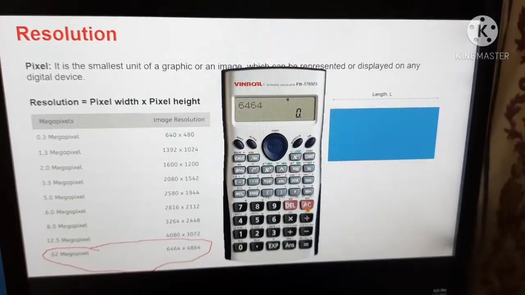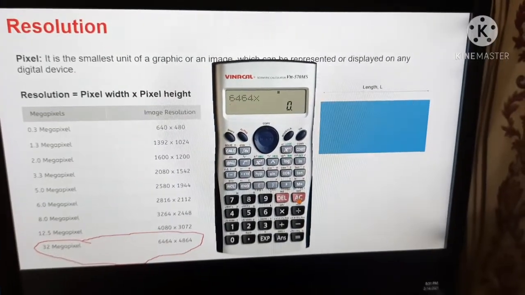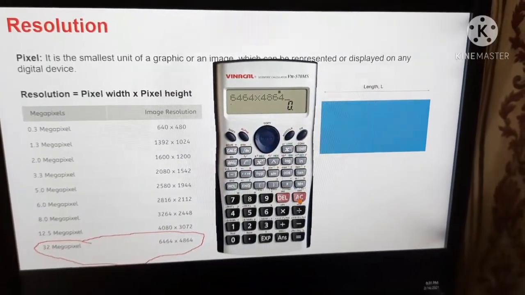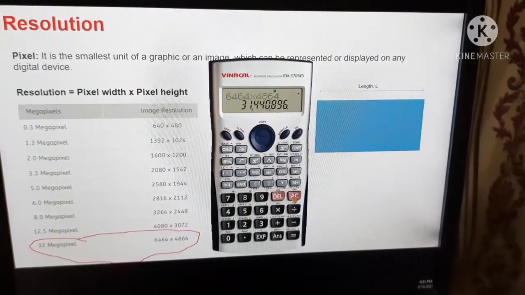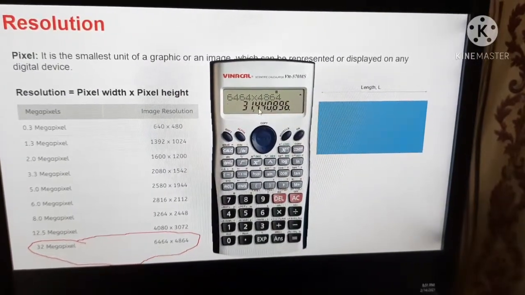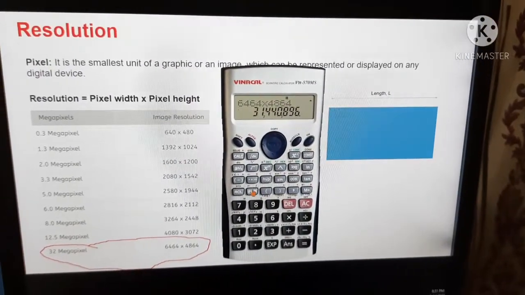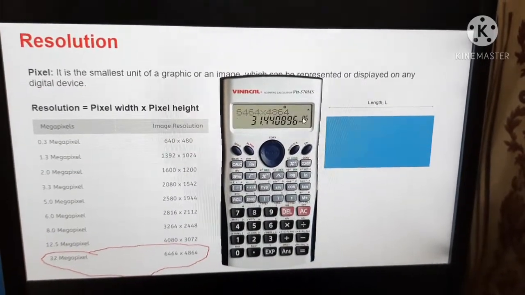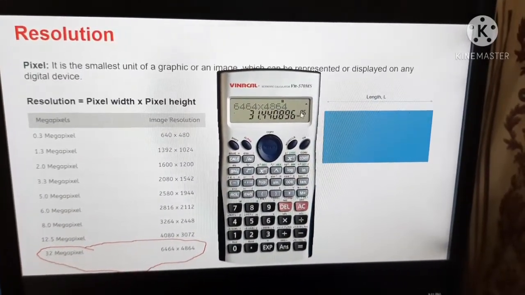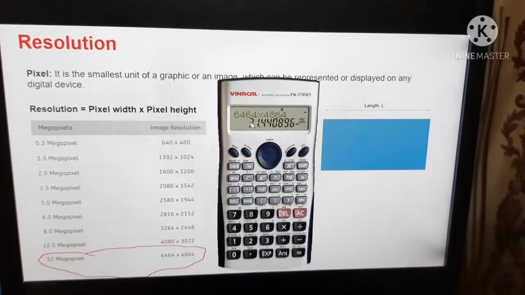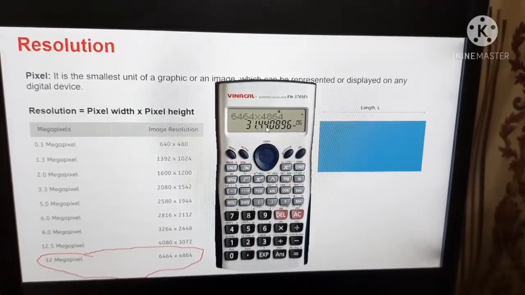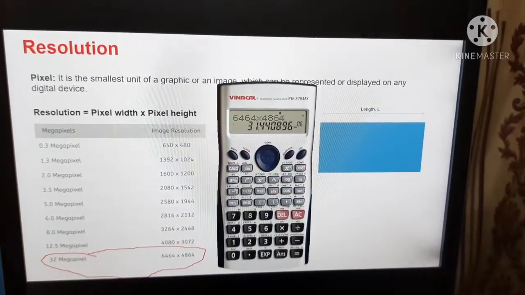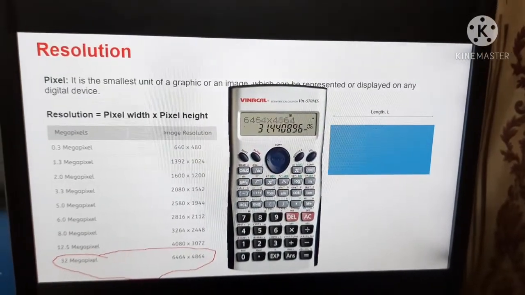So with that you can multiply 6464 into 4864. You can see the number of pixels here. So it is having 31.4 megapixels. As per theory, this is having 31.4 megapixels, but they have mentioned it is 32 megapixels.